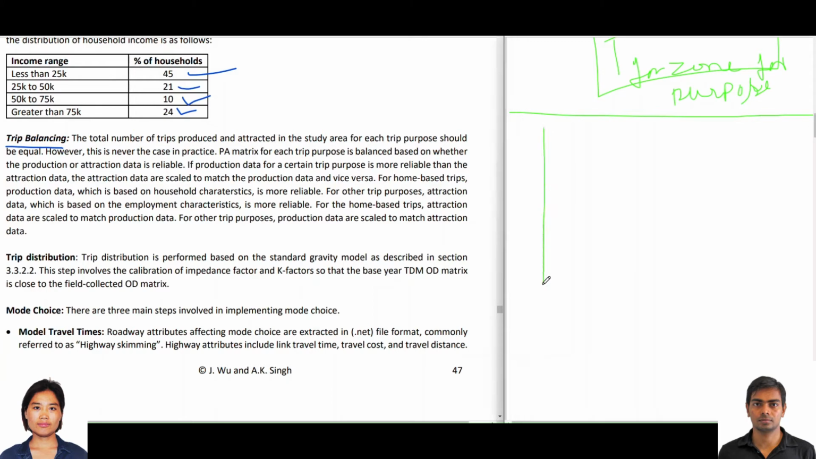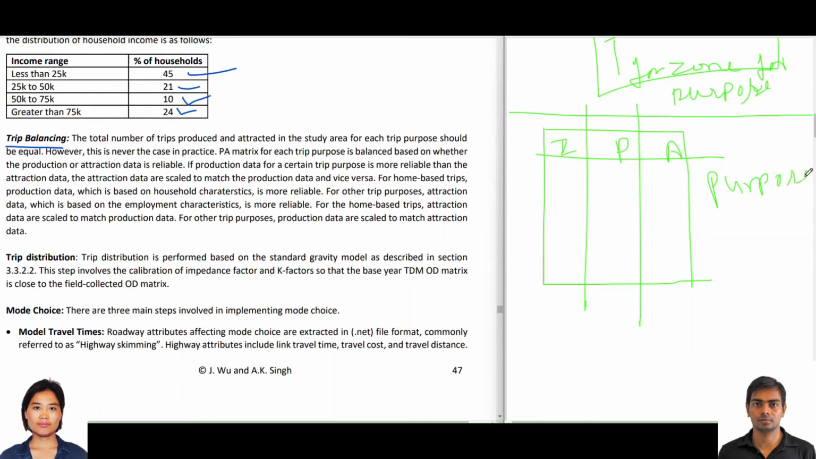Next one is trip balancing, which we talked about when we were discussing the theory. I mentioned that there is something called a PA table. In the PA table, the first column is the zone, then the production, then the attraction for each trip purpose. For each trip purpose, there is a PA table listing the zones, with the production and attraction for each. I also mentioned earlier that production and attraction barely match in practice. That's what this is addressing.